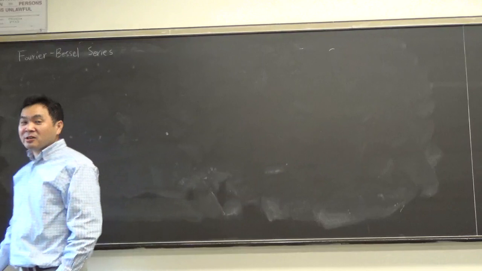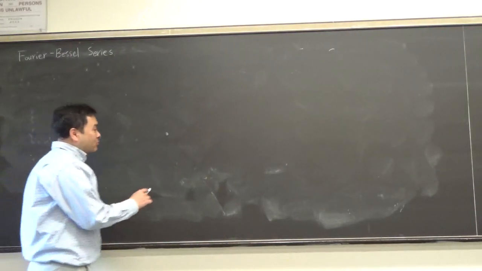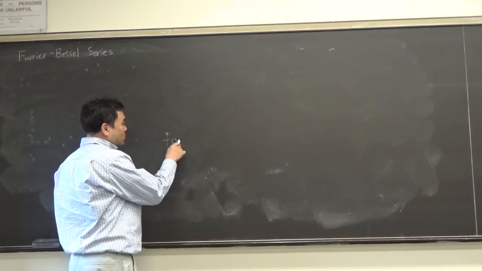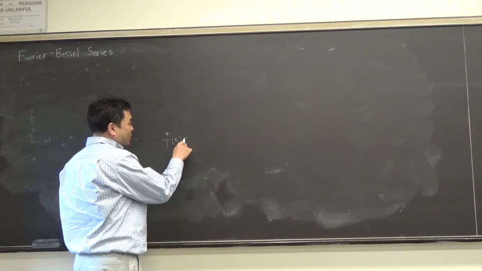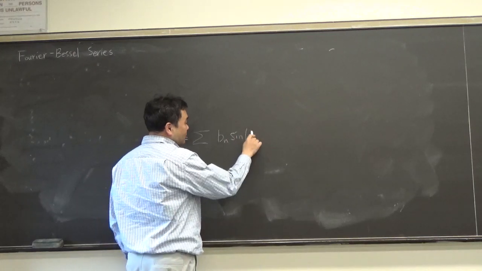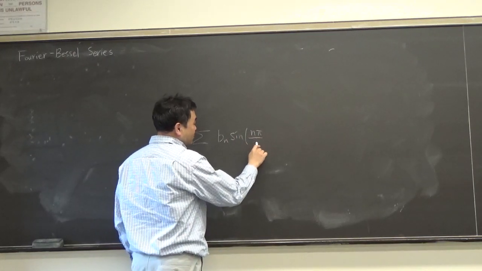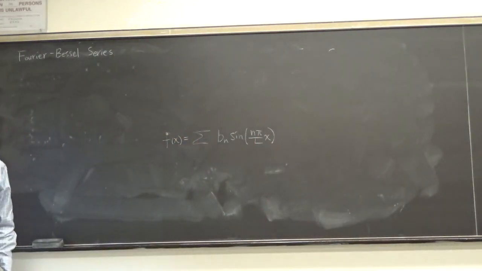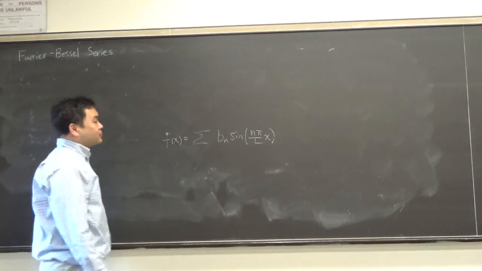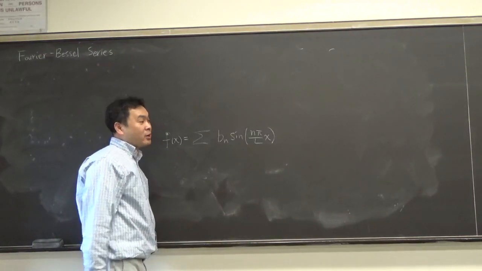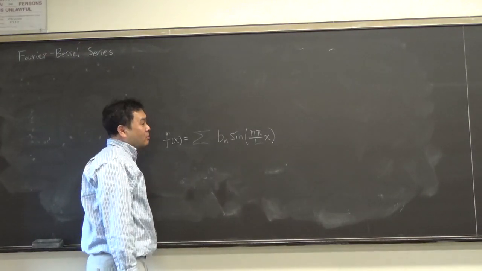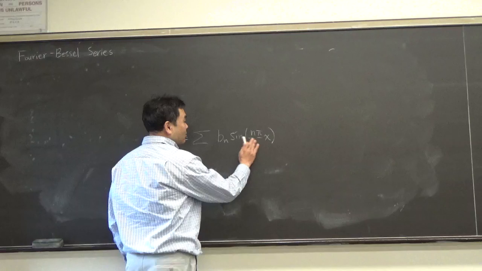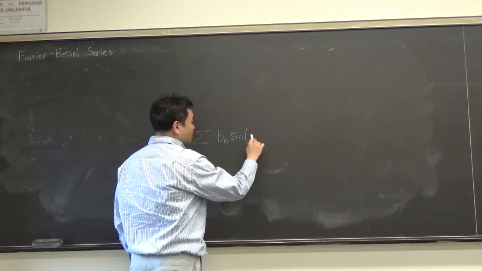Remember the Fourier sine series or cosine series? What did that look like? So you were trying to express a function as a sum of sine functions, right? With n pi over L x. Something like that, right? And in the special case when the length was 1, L is 1, you had this.